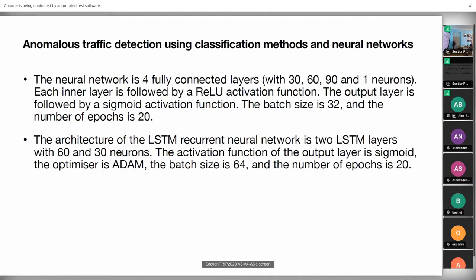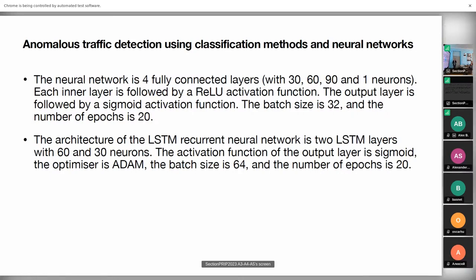Next slide, please. Classification models, including logistic regression, SVM, random forest, gradient boosting, fully connected neural network, and LSTM neural network were utilized. We conducted cross-validation grid search to determine the optimal parameters for these models.